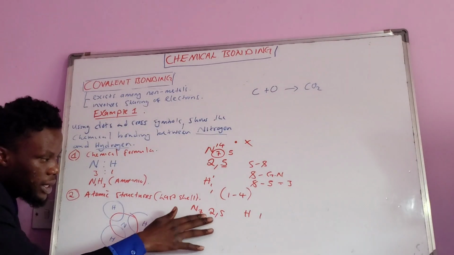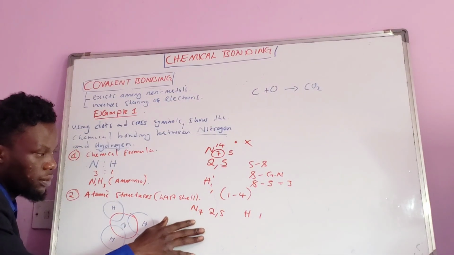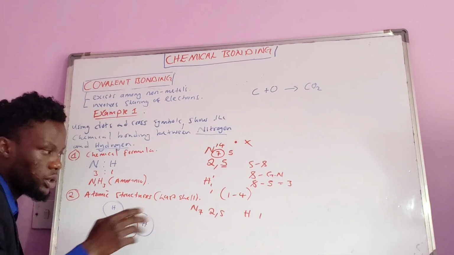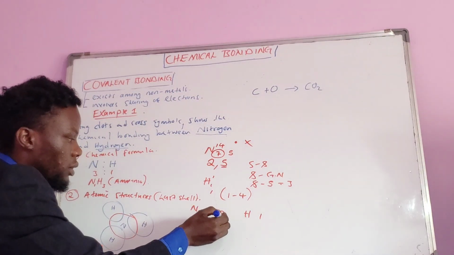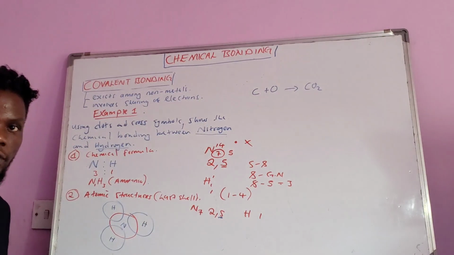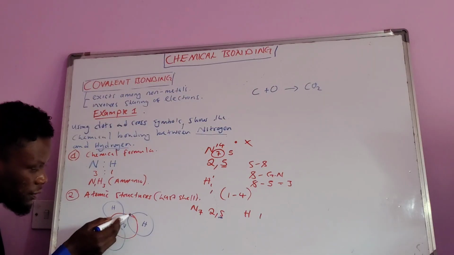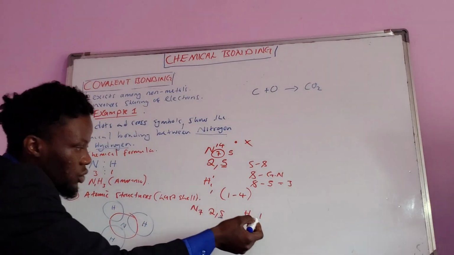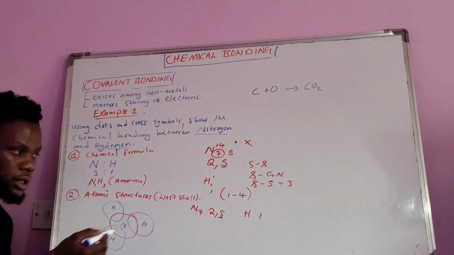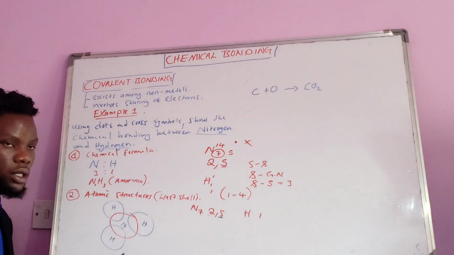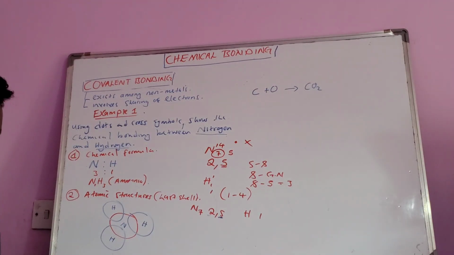Now, this is nitrogen, and we're only following the last shell. That is the last shell, where there are 5 electrons, and this is the last shell for nitrogen. And this one is the last shell for hydrogen. We only follow the last shell. These two, which are in the first shell, are not important under molecular bonding.